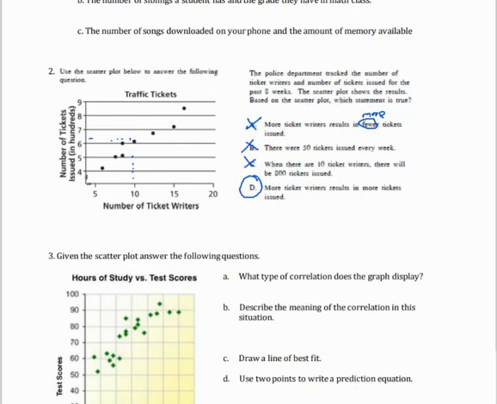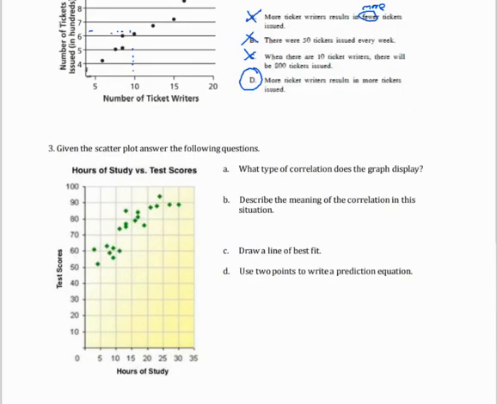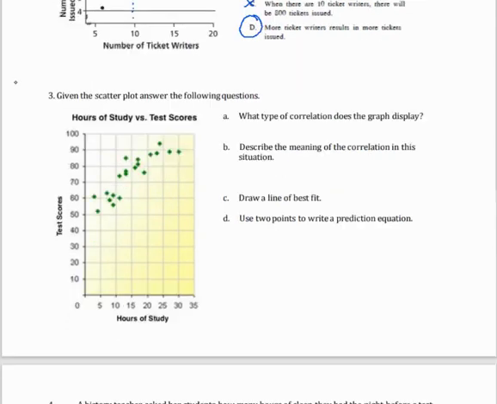Okay, let's look at number 3. Number 3 says, given this scatter plot, answer the following questions. So A says, what type of correlation does the graph have? So if we look at that, what can we see? What's happening? It is overall increasing. So we have positive correlation.